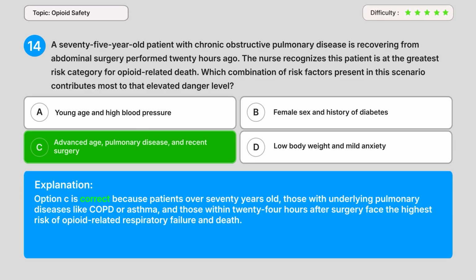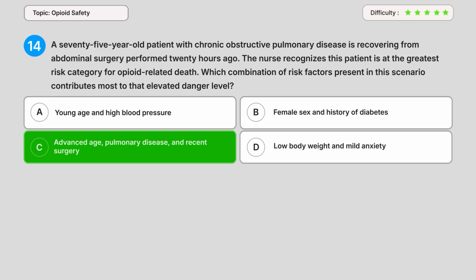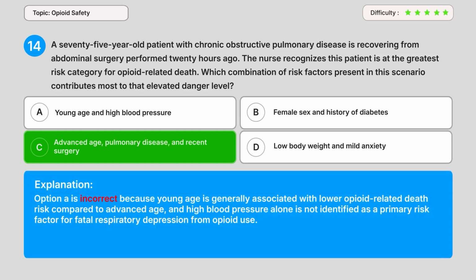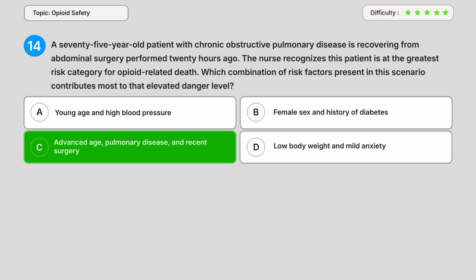Explanation. Option C is correct because patients over 70 years old, those with underlying pulmonary diseases like COPD or asthma, and those within 24 hours after surgery face the highest risk of opioid-related respiratory failure and death. Option A is incorrect because young age is generally associated with lower opioid-related death risk compared to advanced age, and high blood pressure alone is not identified as a primary risk factor for fatal respiratory depression from opioid use.